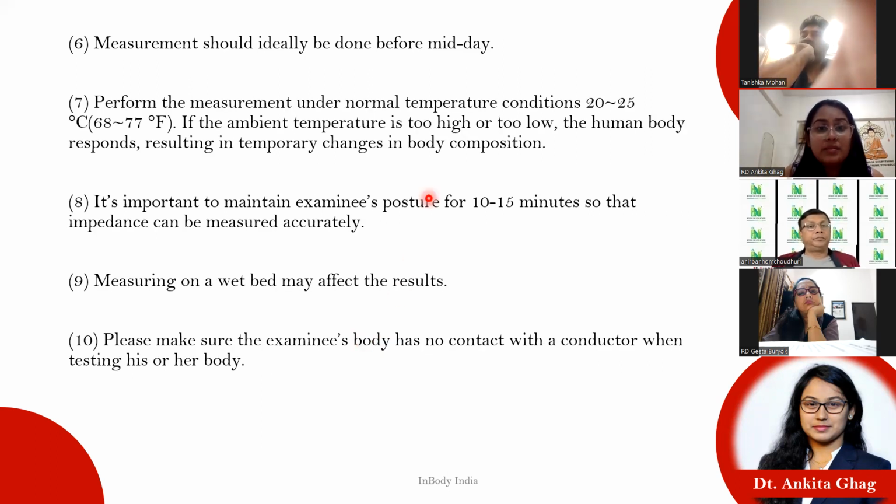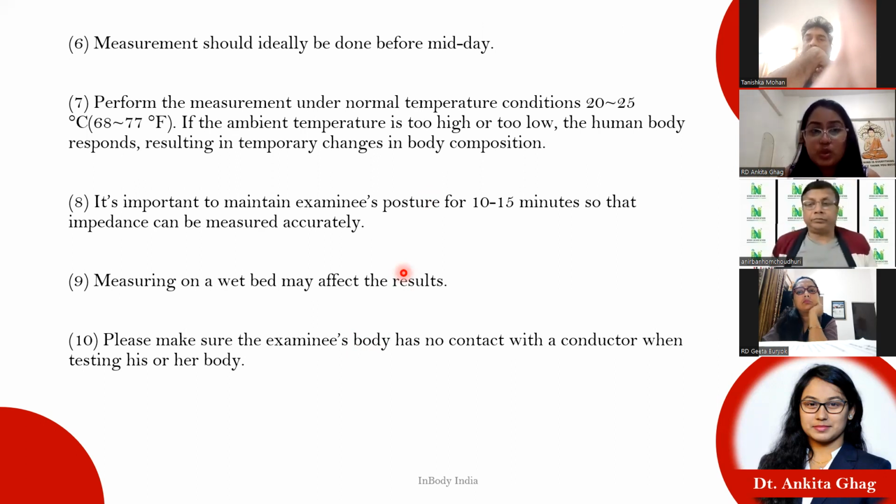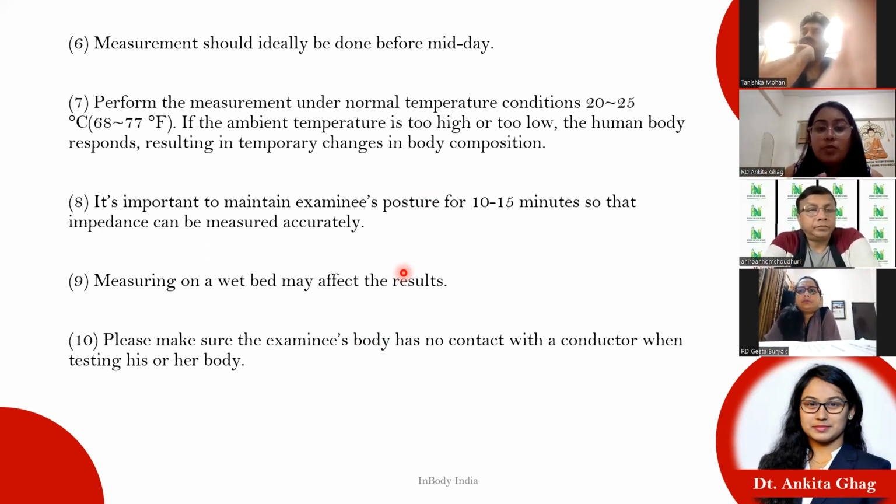Measurement is ideally done in the morning, but if the person is in the ICU, it can be done as per the timings fixed with the doctors. It should be done at normal body temperature, because if someone is having fever, the composition will change. It is very essential to maintain the posture for 10 to 15 minutes. Since we are doing it in critical care, the people will be in supine posture only. Measuring on a wet bed may affect the results.